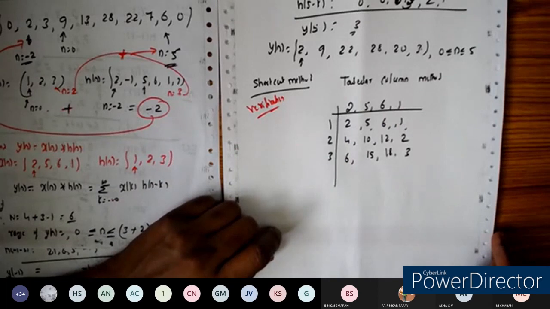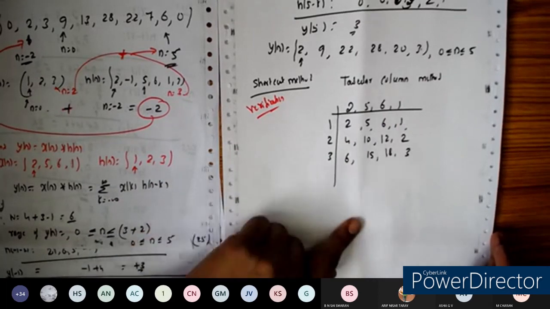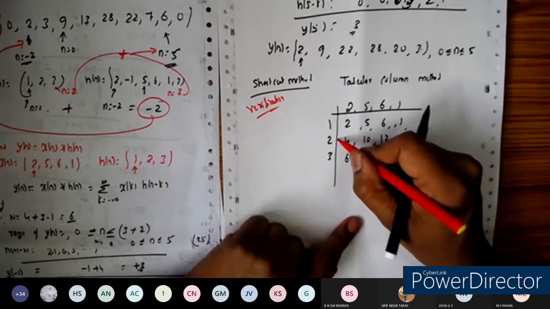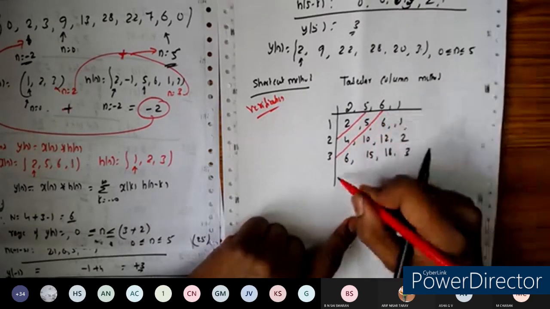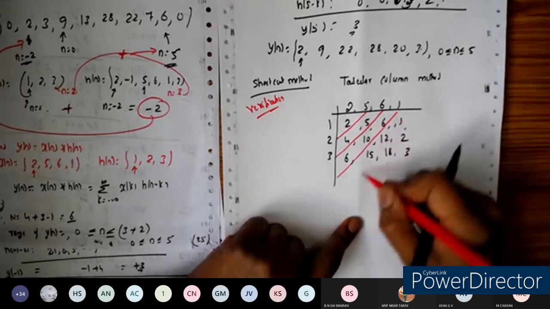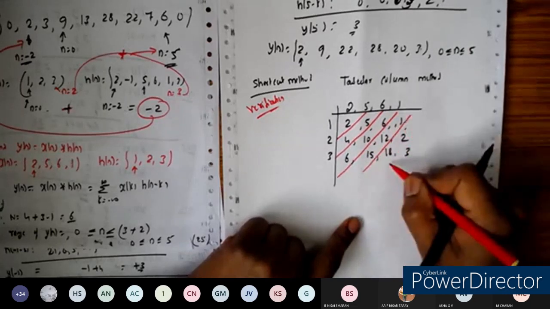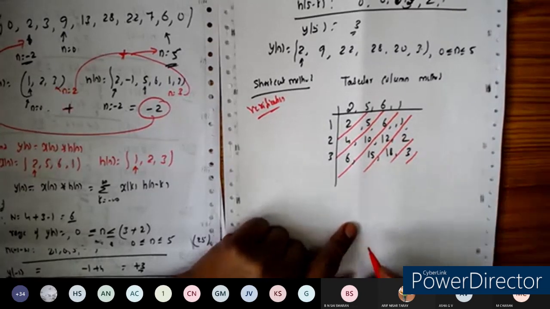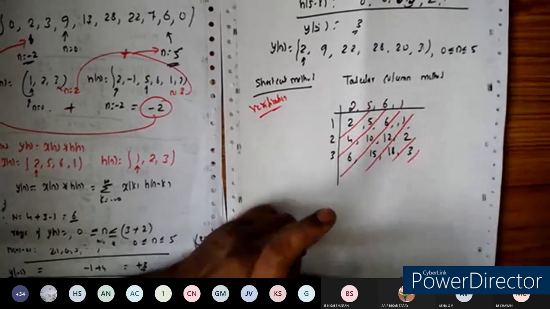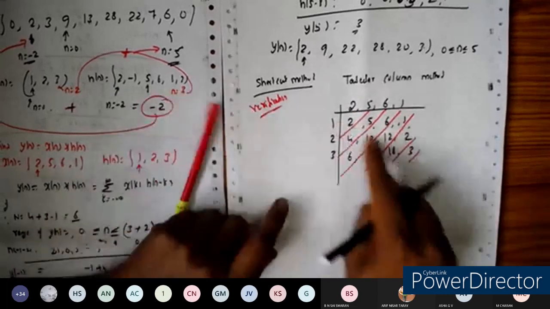Now what you need to do? You need to divide the elements diagonally. You need to divide here. You need to divide the elements diagonally. Like this, you can divide diagonally. So next, these elements you can divide diagonally. Next you can divide here, and next you can do it like this. Okay, so we have taken the product of the sequences, and we have divided the elements diagonally.